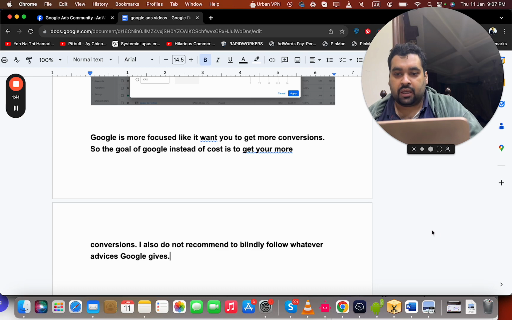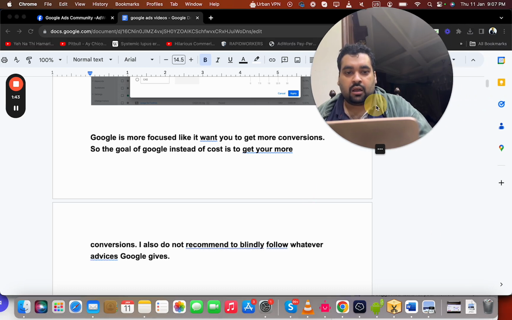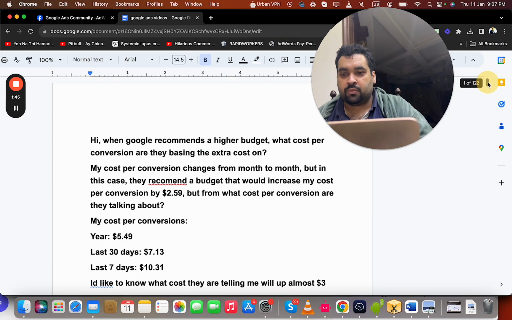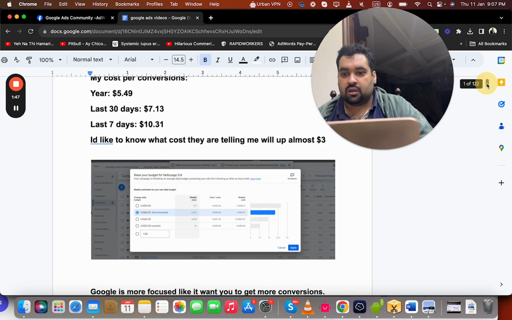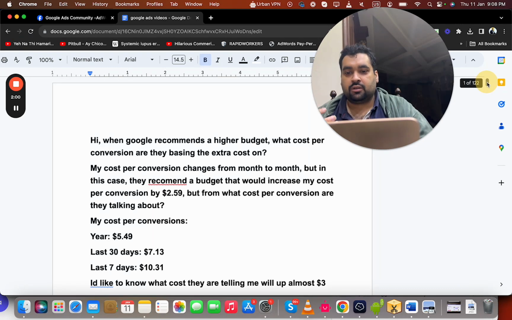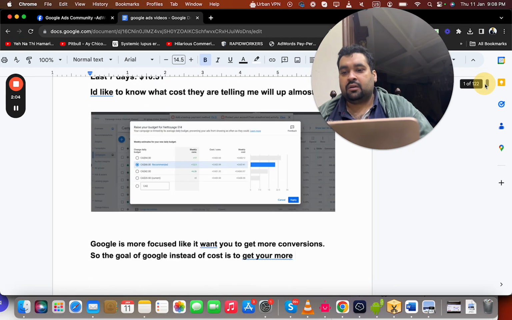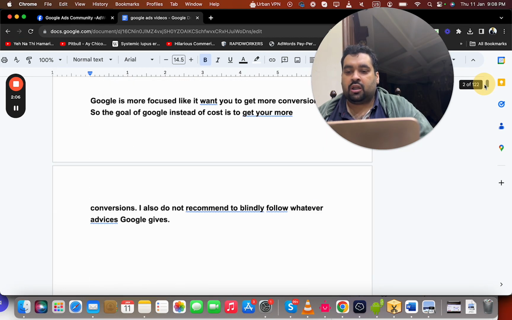So the answer to your concern about why your cost per conversion is rising when you increase your daily budget is that Google wants you to get more and more sales. Rather than cost cutting, they are more focused on getting more conversions for you. That is Google's priority there. But again, you should not take all of the advice Google gives. You may need to look around and see what's best for your business.